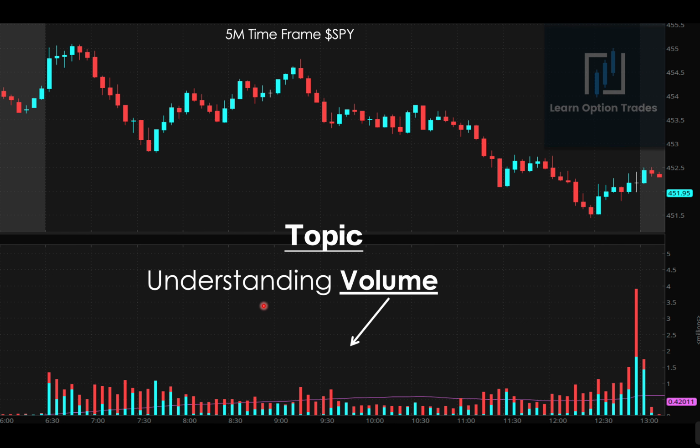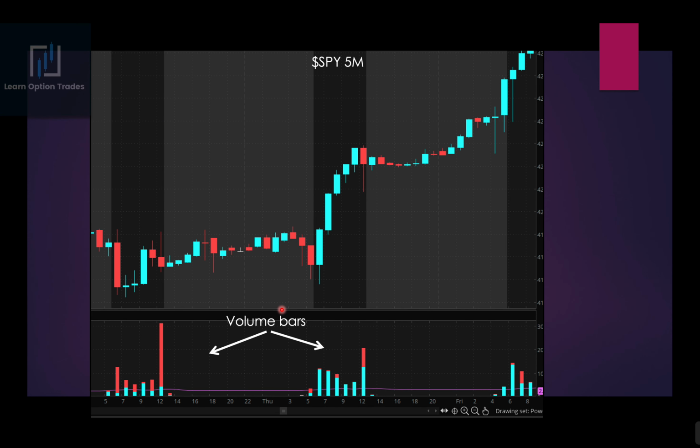So when you first pop up any type of chart, like I said, it does not matter what it is. SPY, Microsoft, Google, Tesla, Meta, it does not matter. Pull it up. I promise you, it has a volume bar. So volume bars are located below your candlesticks. Now, put them back on if you deleted them for whatever reason.